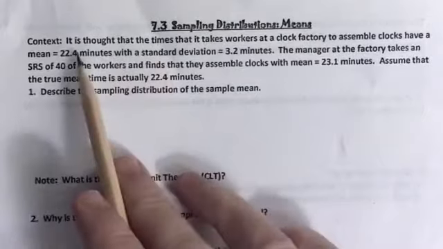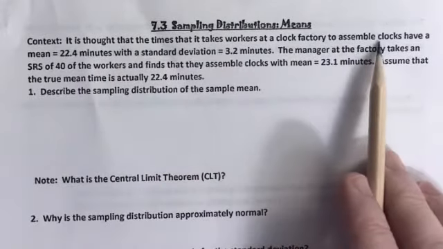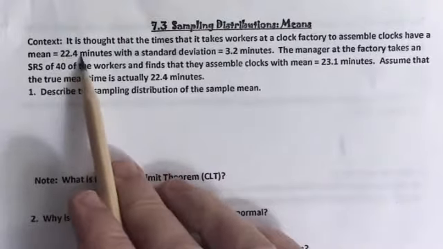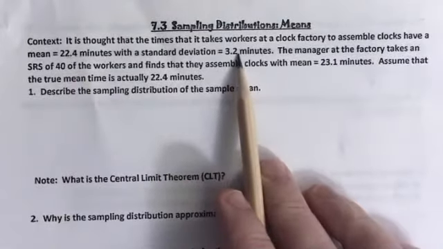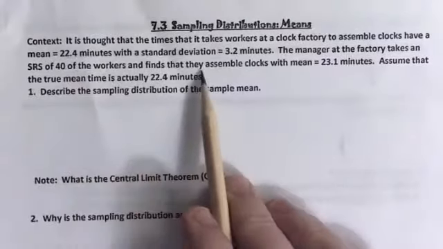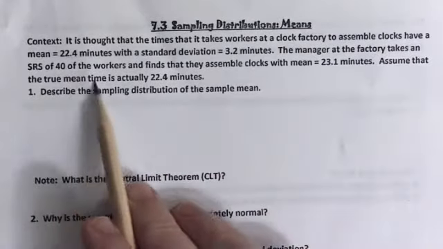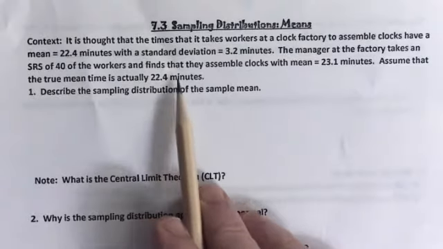So the first context says this: it is thought that the times that it takes workers at a clock factory to assemble clocks have a mean of 22.4 and a standard deviation of 3.2. The manager at the factory takes an SRS of 40 of the workers and finds that they assemble clocks with a mean of 23.1. Assume that the true mean is actually 22.4.